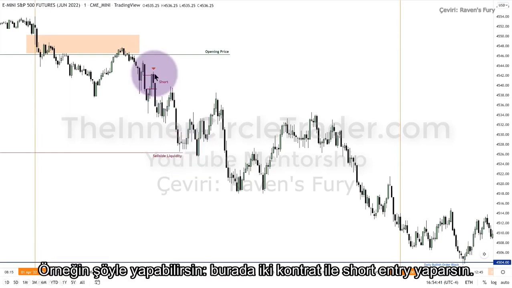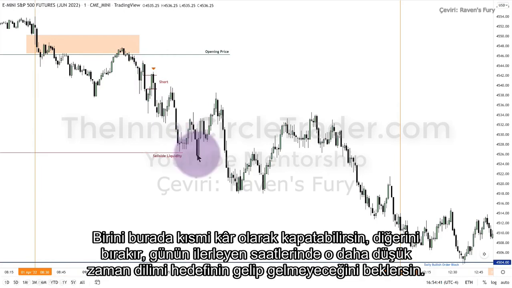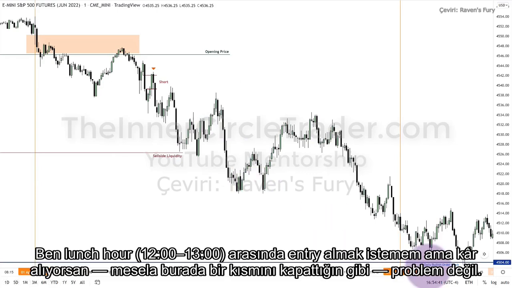So you could do, like, say you did 2 contracts, entry here, short here too. You can take one off here, let it ride, and then see if you can get that lower time frame objective later in the day. Now, I don't want to take entries during the lunch hour between noon and 1 o'clock, but you can take profits if you're doing like a partial, like you did one here.